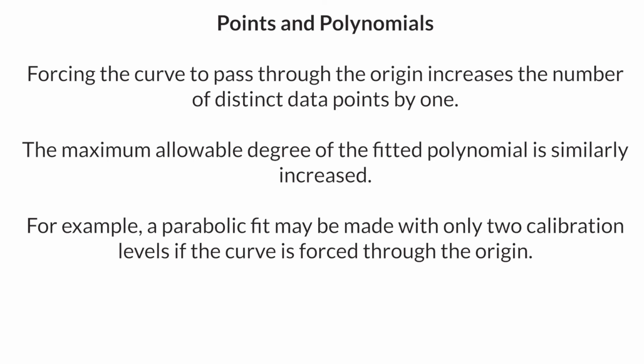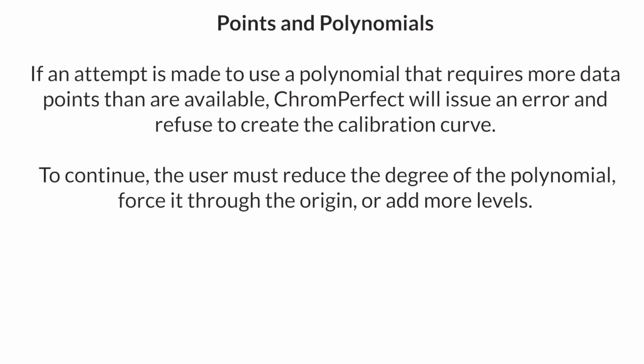Forcing the curve to pass through the origin increases the number of distinct data points by 1. The maximum allowable degree of the fitted polynomial is similarly increased. For example, a parabolic fit may be made with only 2 calibration levels if the curve is forced through the origin. If an attempt is made to use a polynomial that requires more data points than are available, Chromperfect will issue an error and refuse to create the calibration curve.